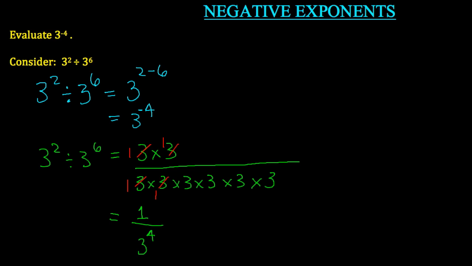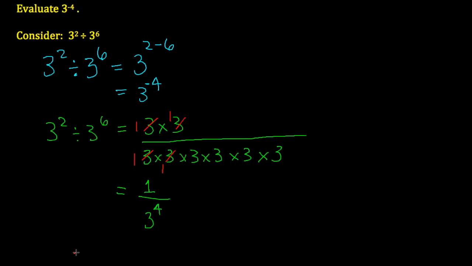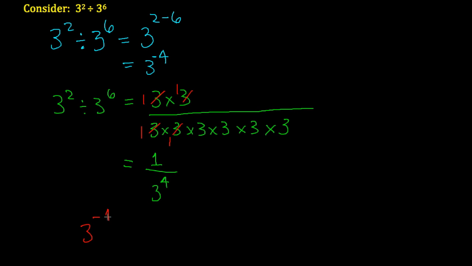And that looks pretty interesting. I mean, we started with the question of 3 to the exponent negative 4, and it turns out to be 1 over 3 to the exponent positive 4. That's worth summarizing here. 3 to the exponent negative 4 is 1 over 3 to the exponent positive 4. It sort of looks like in order to deal with a negative exponent, you just flip that power upside down and switch the exponent sign from a negative to a positive. Well, that's exactly what you do.